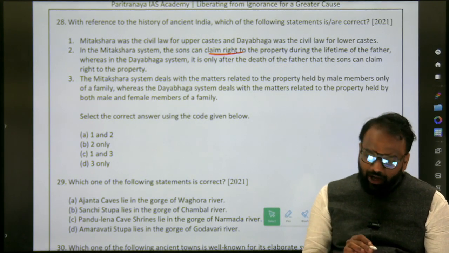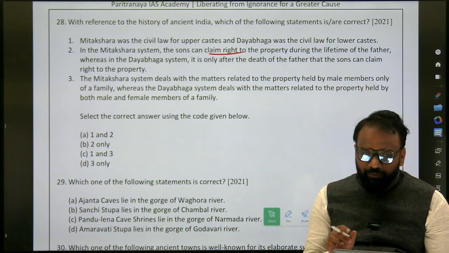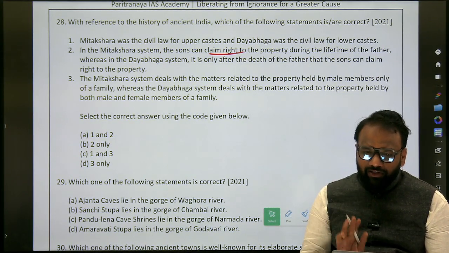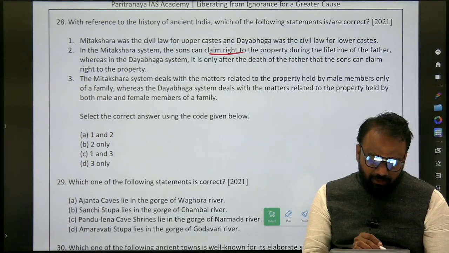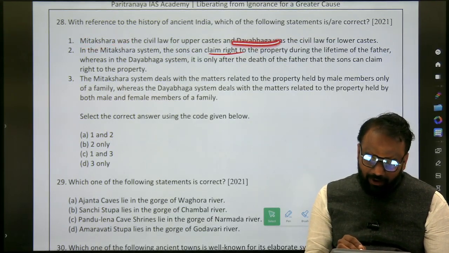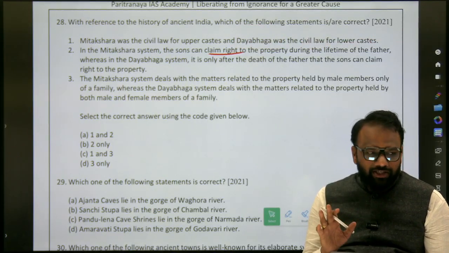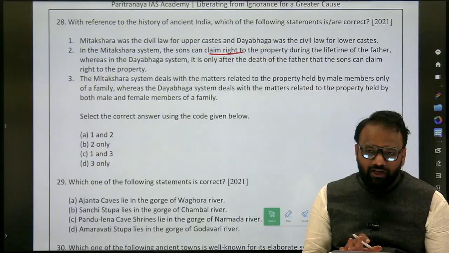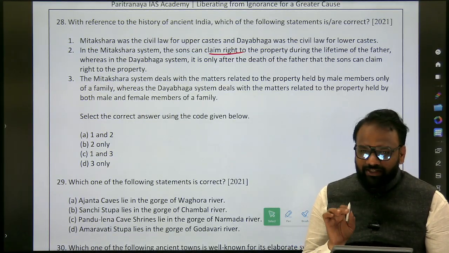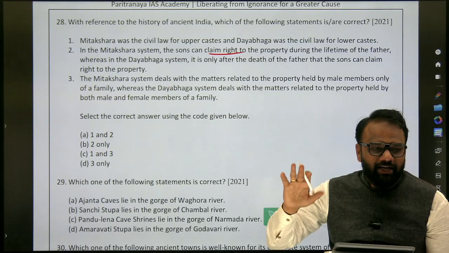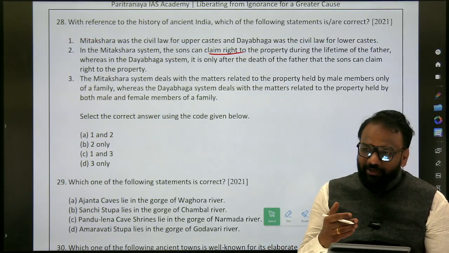So from this, probably I have prepared some notes also on Mitakshara and Dayabhaga, that is PYQ driven content. Whether I have shared it or not, probably I will be sharing it later on. So here, Mitakshara was a civil law for upper caste and Dayabhaga was a civil law for the lower castes. So here, the first thing that we need to understand is, there are two different systems which were prevalent in two different regions of India, not based on caste. One was present in the eastern side, one was prevalent in the southern side. So hence, the first one is wrong. Later on, I will be sharing the details.